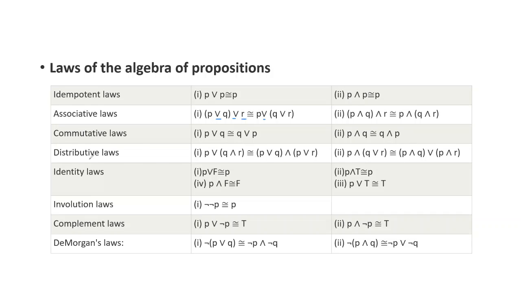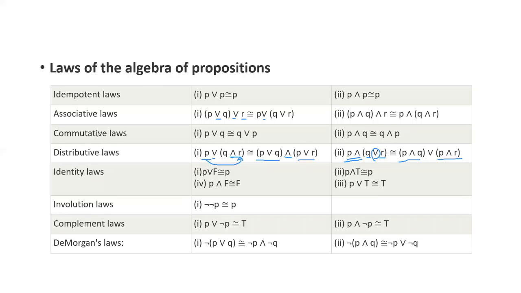So distributive laws. P or Q and R is equivalent to P or Q, and P or R. Same here, P and in brackets Q or R. So this is P and Q, or P and R, and there is an OR operation between these two brackets.